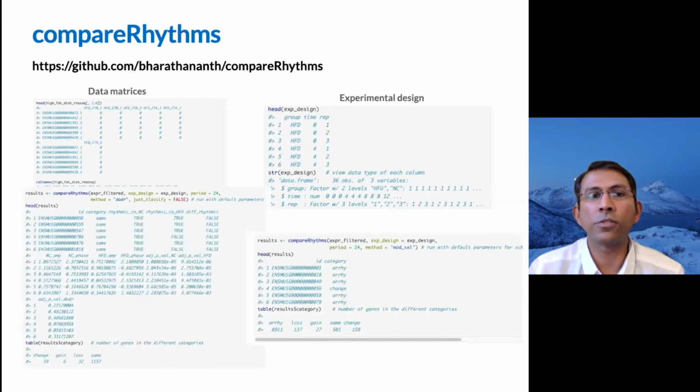And in order to run this analysis, you just call a single R function with these two pieces of information, and one can choose the method one wants, and one can either just retrieve the classification of the different features into the different groups, or can also get p-values and estimates of the amplitudes and the phases under the different conditions.